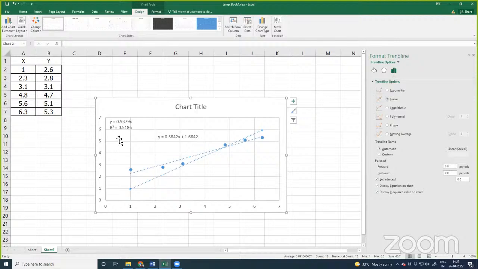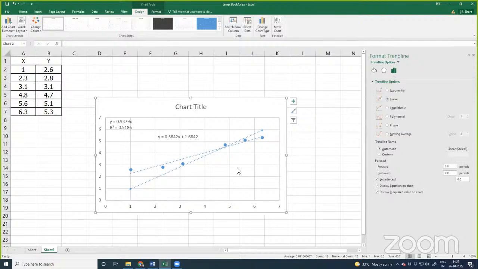What must be the regression? Regression is 0.5, in the sense 50% of the values are matching more or less. Another 50% doesn't have an agreement. It means 51.86% is the agreement between the y values. That varies: the 50% is the agreement with the theoretical line we have drawn as 0.5842 times x plus 1.6842. This is how it has to go.